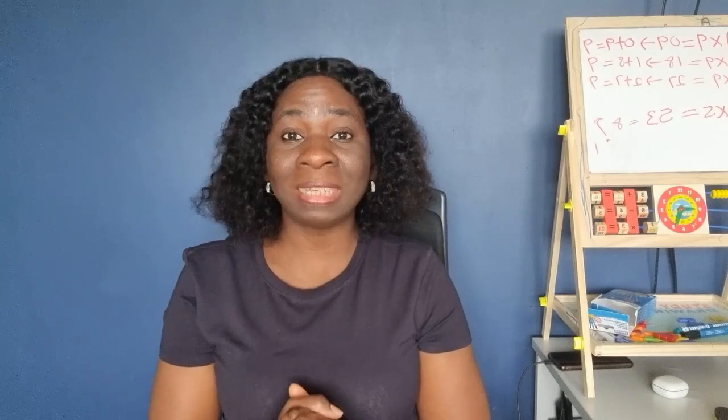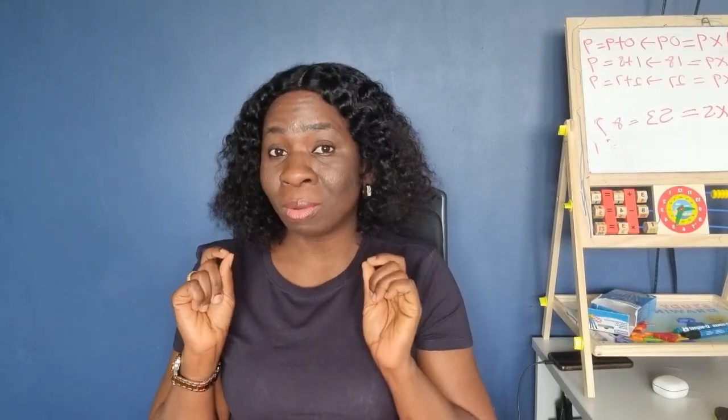This is called the finger trick for 9. When you want to multiply any number from 1 to 10 by 9, all you have to do is to raise both hands up like this.